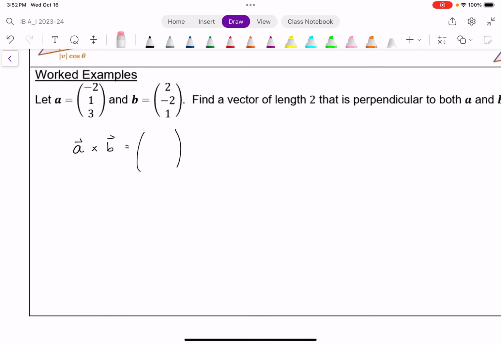So let's do it. Of the three elements, the first element that's going to go here is going to be 1 times 1 minus 3 times negative 2. So that's 1 minus negative 6, or 1 plus 6. The next element is going to be 3 times 2, which is 6, minus negative 2 times 1. So that's the same as 6 plus 2. And then the last element, which goes here, will be this times this, which is 4, minus this times this, which is 2. So 4 minus 2.